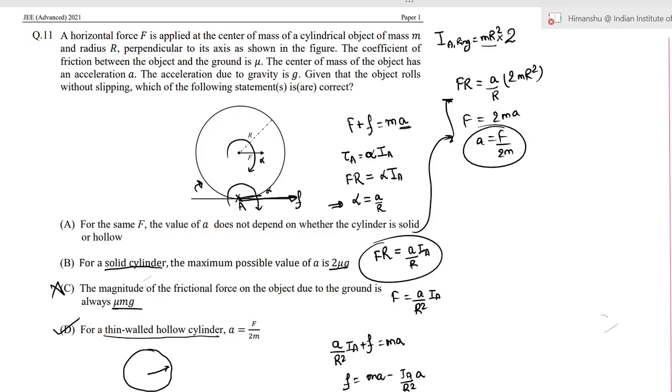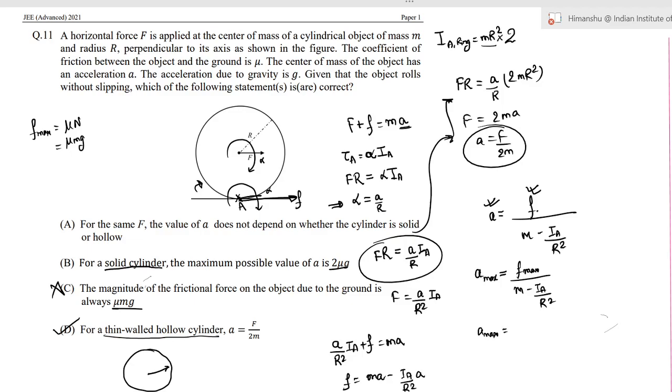And for a solid cylinder, the maximum possible value of a. We are required to find the maximum possible value of a. So what is a? F over m minus I_A by r square. Let me write here. a equals F over m minus I_A over r square. If a is maximum, then F would also be maximum, and what is the maximum value of friction? It will be the limiting friction, which will be mu into N. F max would be simply mu into N, and N would be nothing but mg.